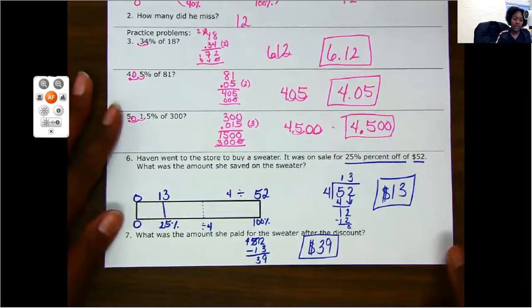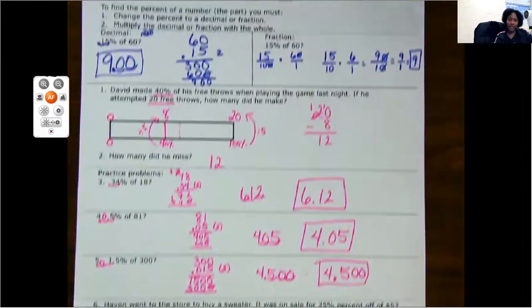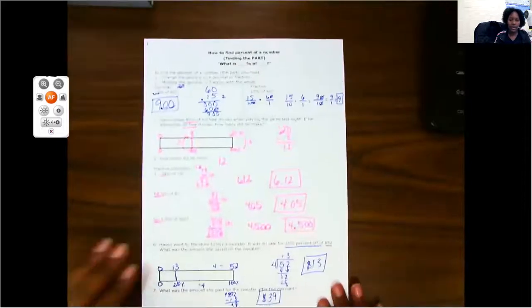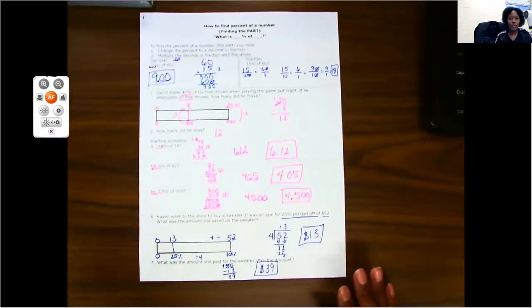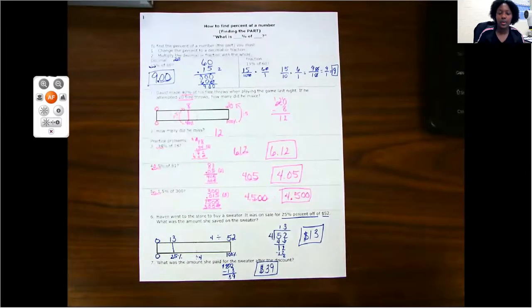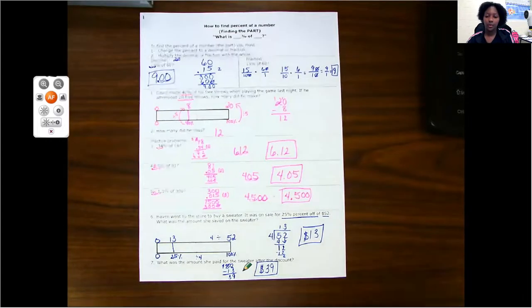All right, ladies and gentlemen, these are your notes for finding the part. This will be posted into your folder. You're going to go ahead and do some practice problems in your Schoology folder, and then we'll talk about something different tomorrow.